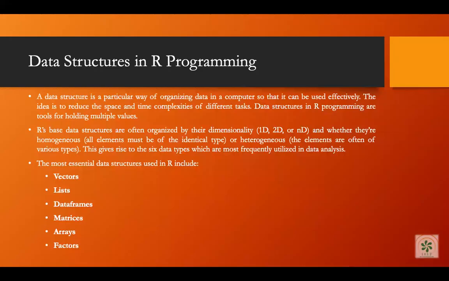So here we have different types of data structures present. All these data structures are a particular way of organizing data in a computer so that it can be used effectively. The idea is to reduce the space and time complexity of different tasks. So to keep that idea in mind, different data structures have been used here. Data structures in R programming are tools for holding multiple values.